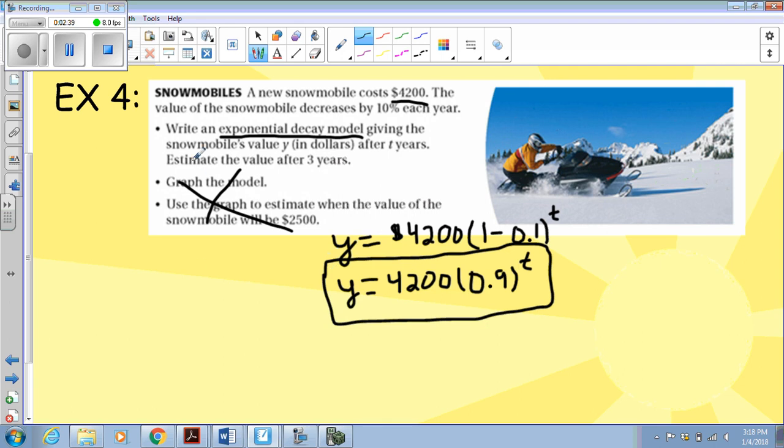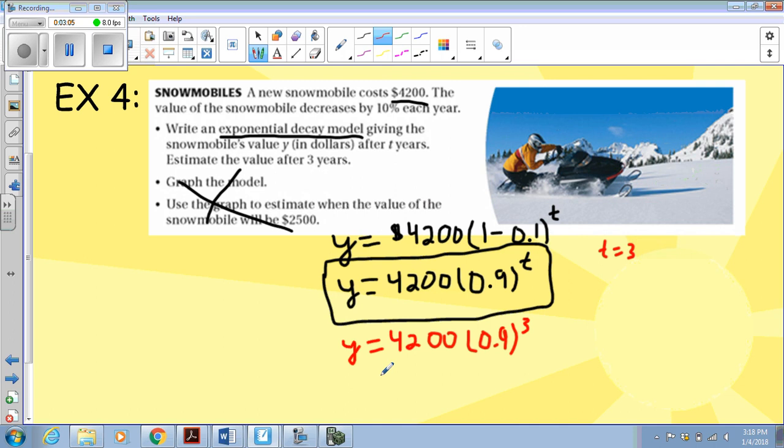Now the second part says estimate the value of the snowmobile after 3 years. So that means we're going to find the value of y. So we're going to plug 3 in for t. So our t is equal to 3. And so we have y equals 4,200 times 0.9 to the third power.